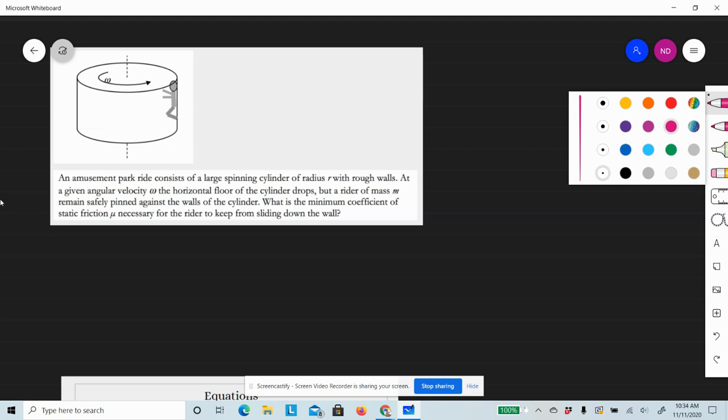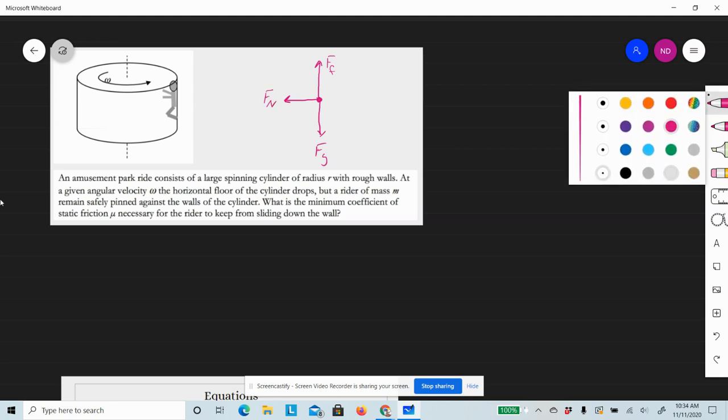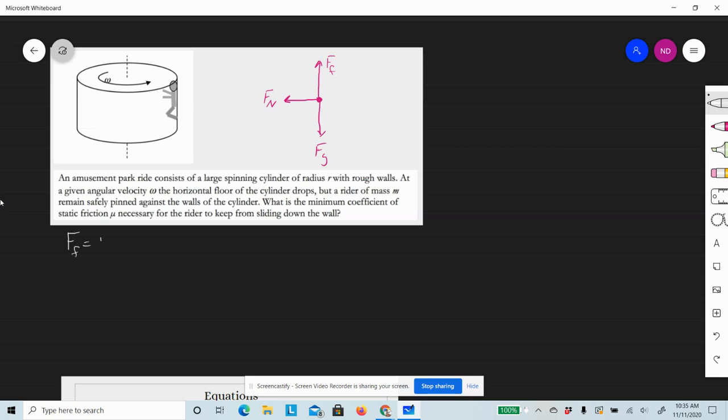Force questions, and basically all the questions, you start by drawing a picture with forces. It's a free body diagram. So gravity is pulling this person down. Friction is going to keep them from falling, and the normal force will push them towards the center. That's the free body diagram. In order for this guy not to fall, the force of friction has to be equal to the force of gravity. The force of friction is mu times the normal force, and the force of gravity is mg.